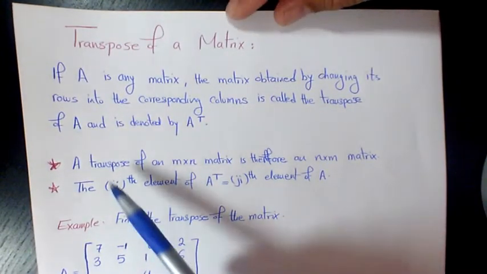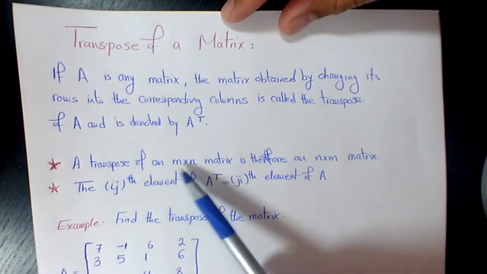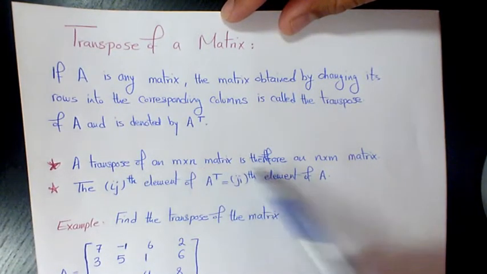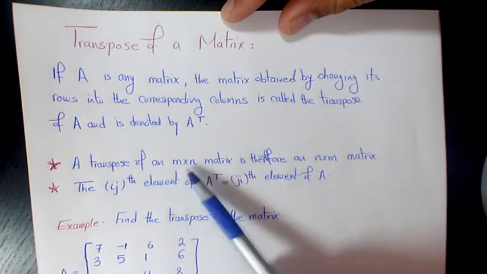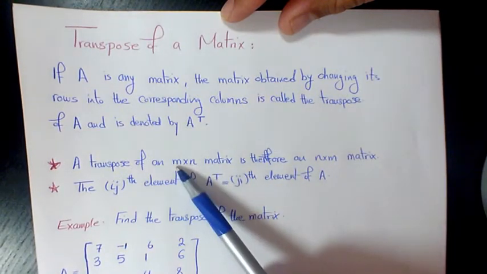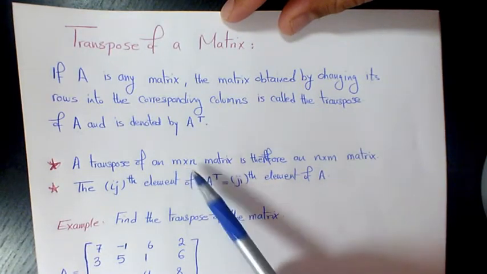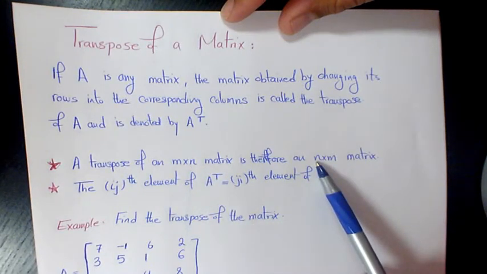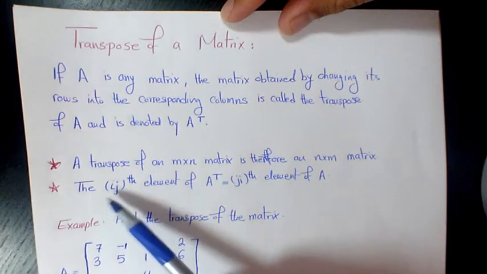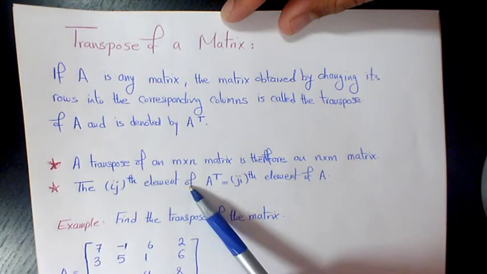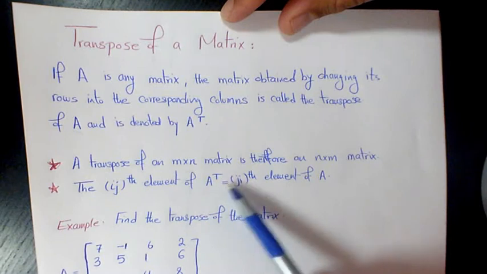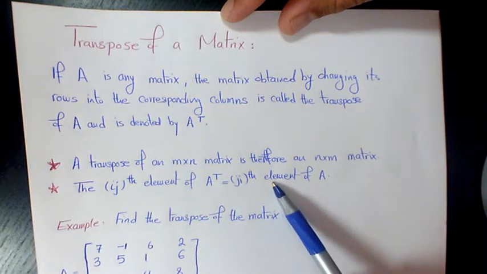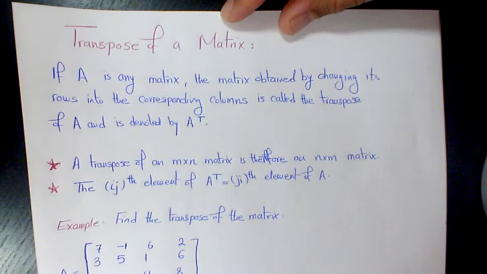So two notes right away: a transpose of an m by n matrix is going to be n by m. Since we are changing the rows and columns, the number of rows was m, now the number of columns is m, and the number of columns was n, and now it is n. And the second note is the ijth element of AT is going to be the jith element of A. So basically you just flip the order of the indices there.